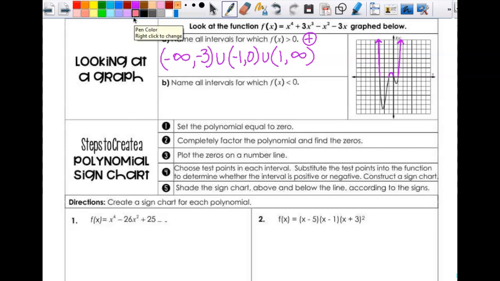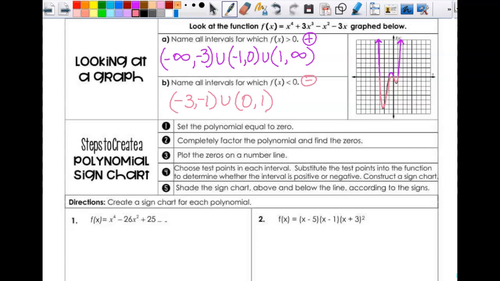Then I want to name the intervals for when f of x is less than 0. That's when it is negative. So it is negative here and here. So you go ahead and write the intervals for when it is negative. And it should look like that. Do we agree with that? Easy enough? Awesome, because that, like I said, is a total review.